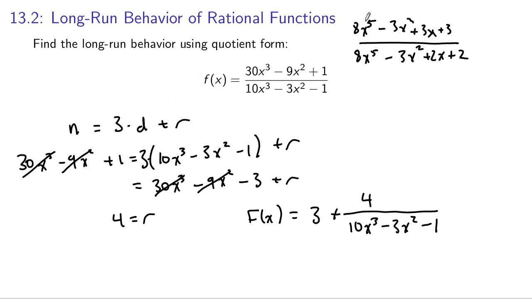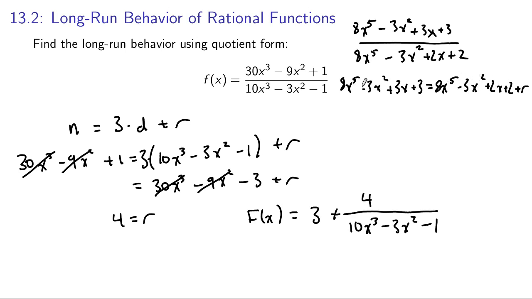So we'd have the numerator equals 1 times the denominator plus r. Okay? So you can imagine writing 8x to the 5th minus 3x squared plus 3x plus 3 on the left. Let's just do it. 8x to the 5th minus 3x squared plus 3x plus 3 is the numerator, equals the quotient 1 times the denominator. 1 times this denominator is just going to be the denominator, 8x to the 5th minus 3x squared plus 2x plus 2. Plus the remainder is what's left over here. So we're trying to find this remainder.